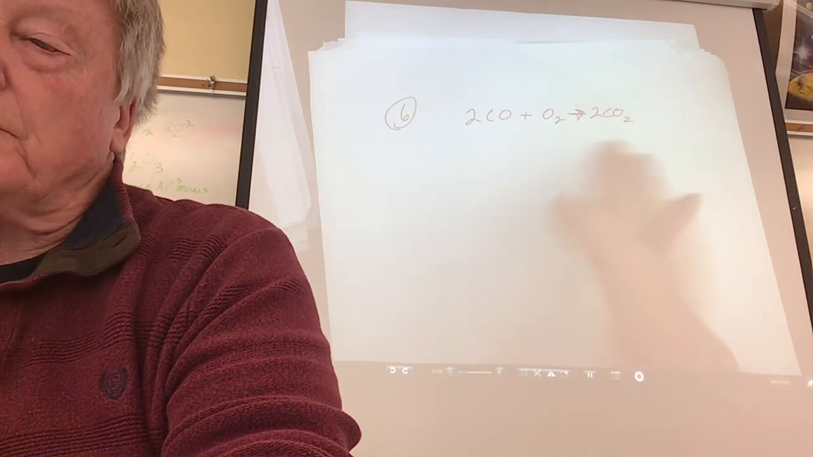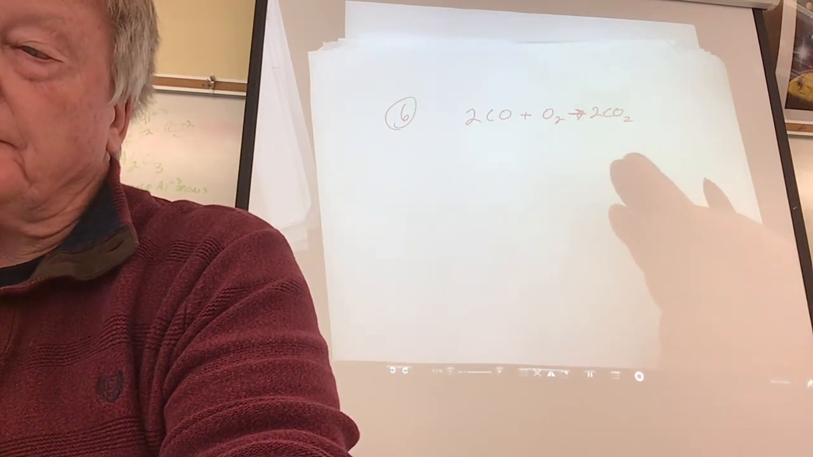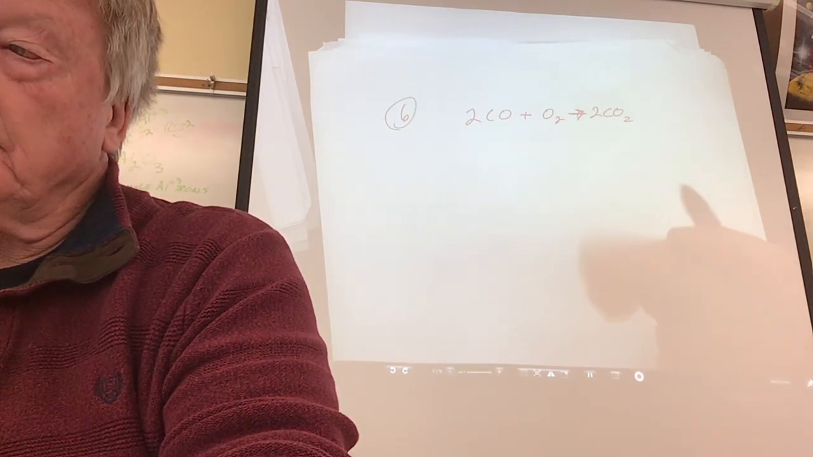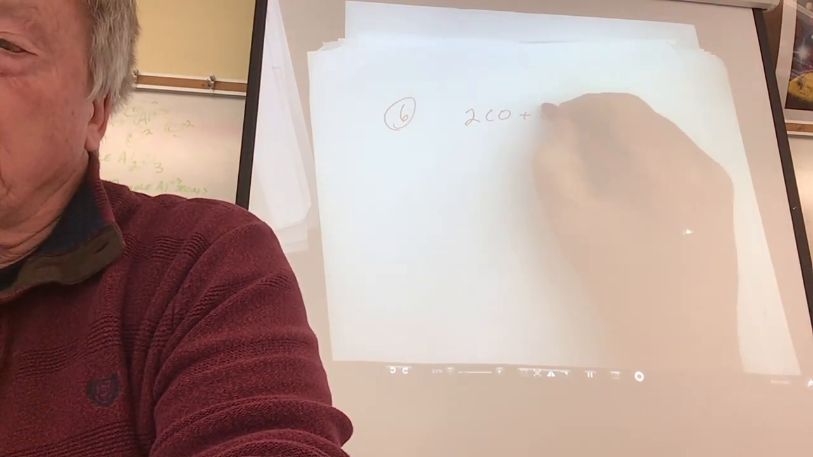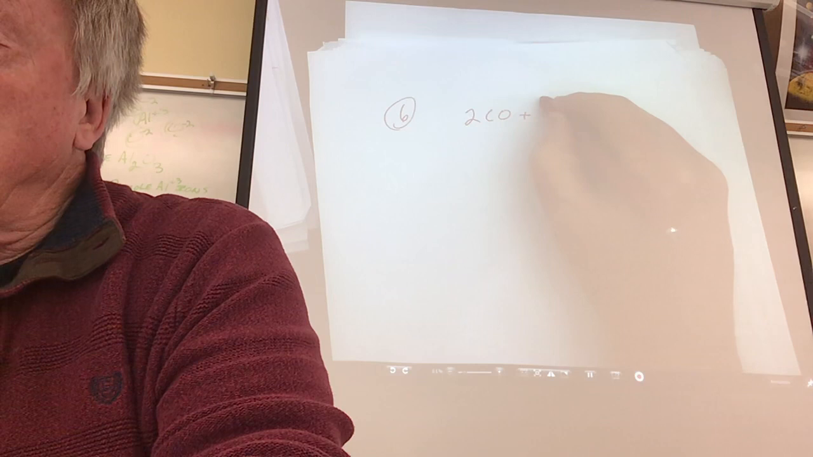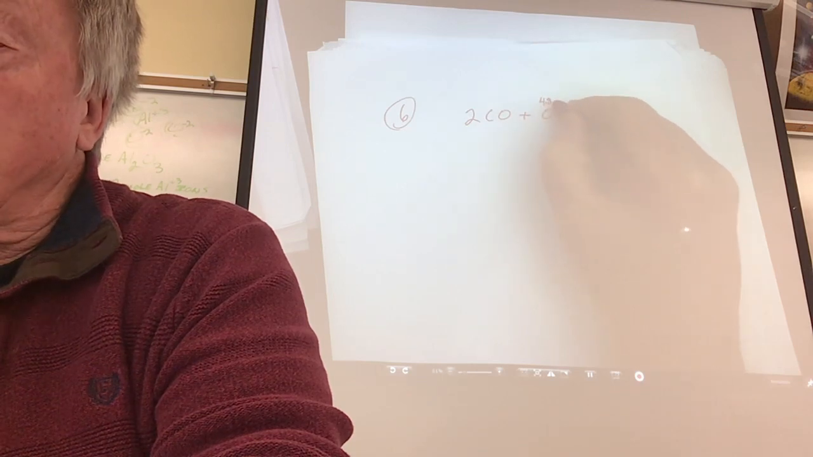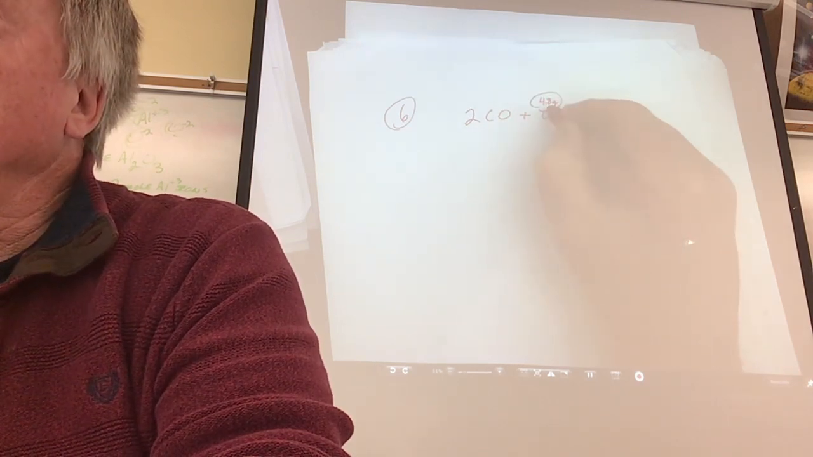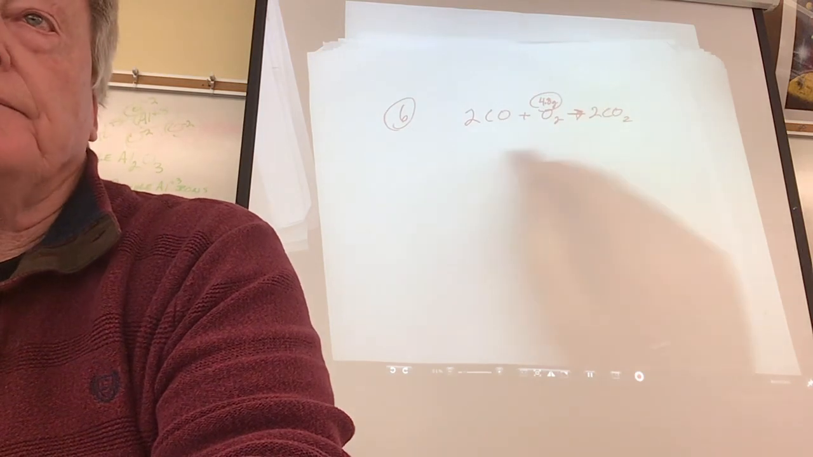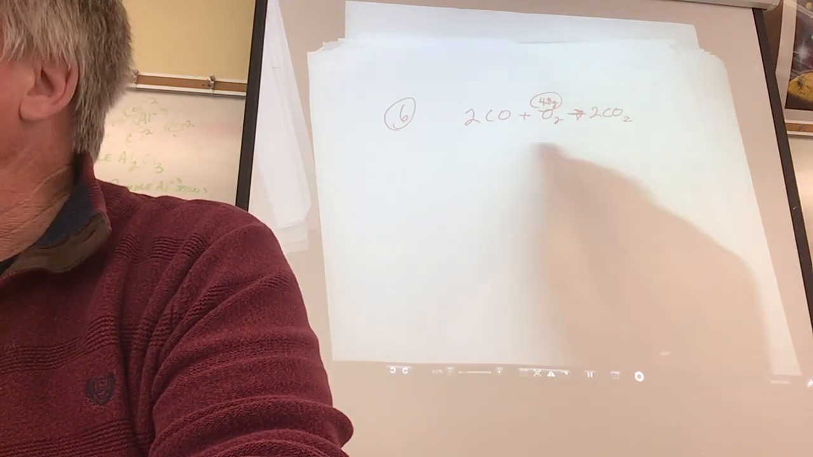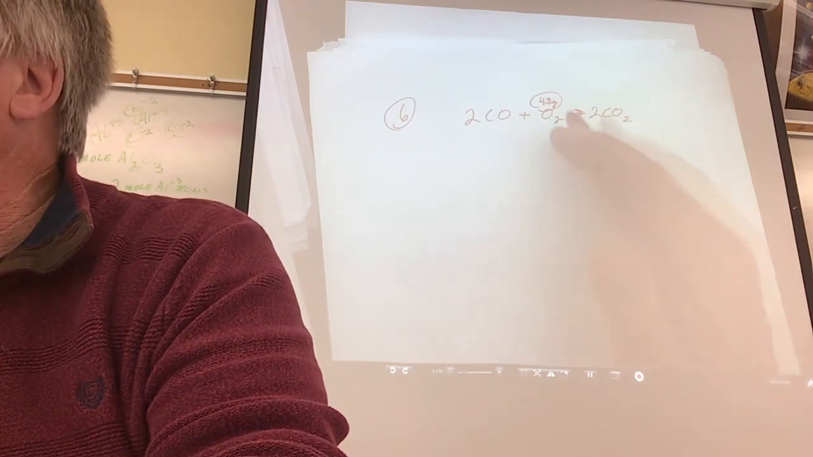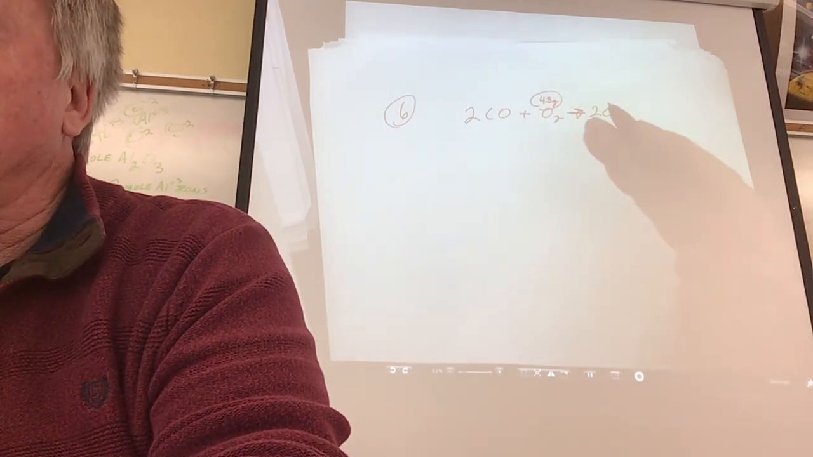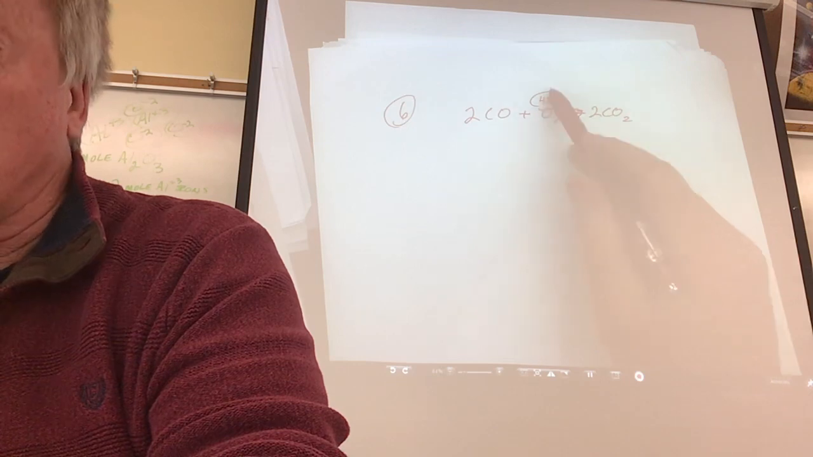What's the only information they gave us on number 6? 4.80. And notice where I put it. I put it here. Why didn't I put it down here? What do I put down here? Moles. I always know that I can find moles down below it. So if it's moles, it goes down here. Anything else goes up here.